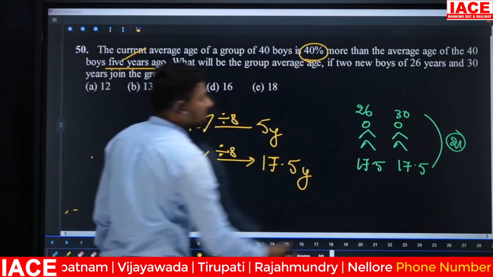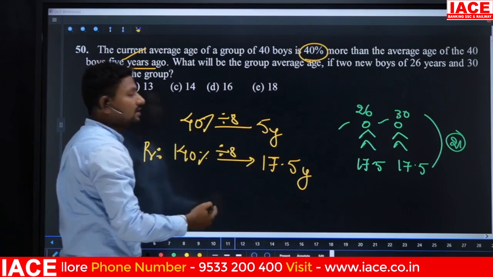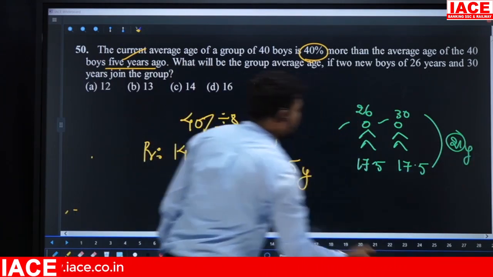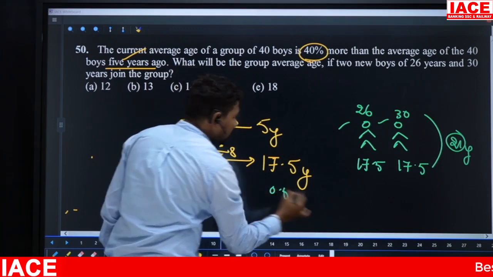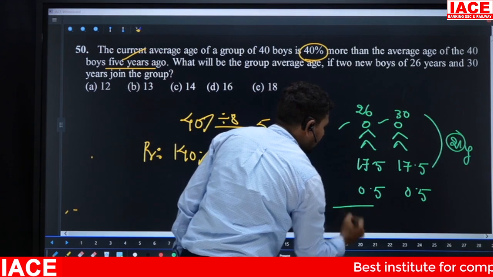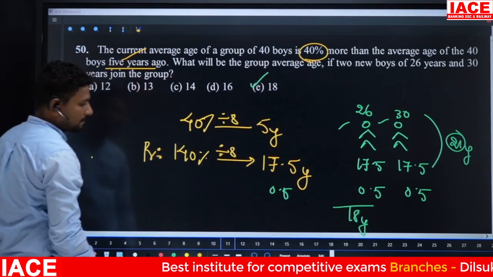Why 42 members? Because the new persons have entered. The new two persons, 26 and 30 years, are included. So now 21 years we are distributing to 42 members, which means each person will get 0.5. That means finally the average age is 18 years. Then our option is E.